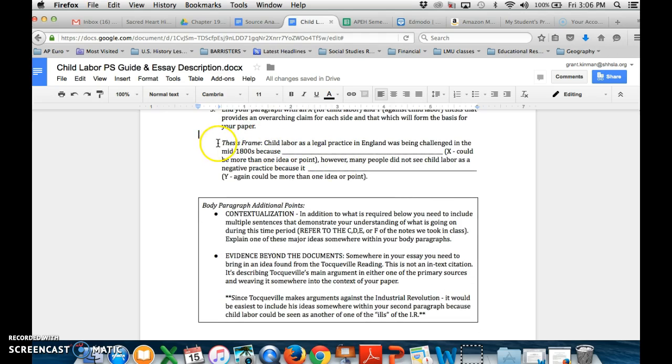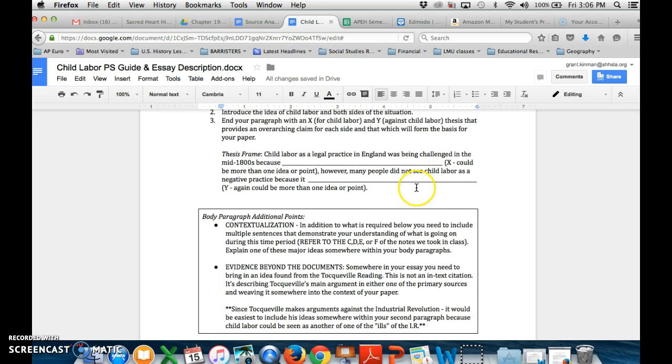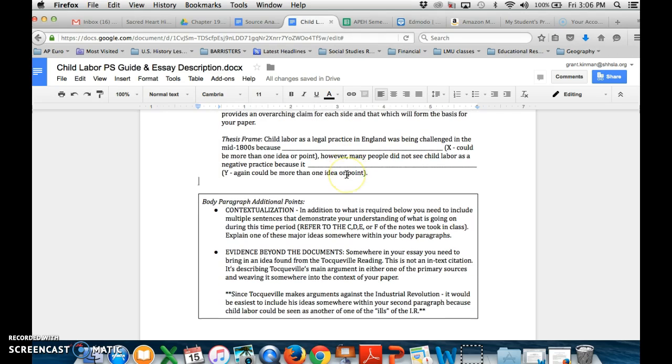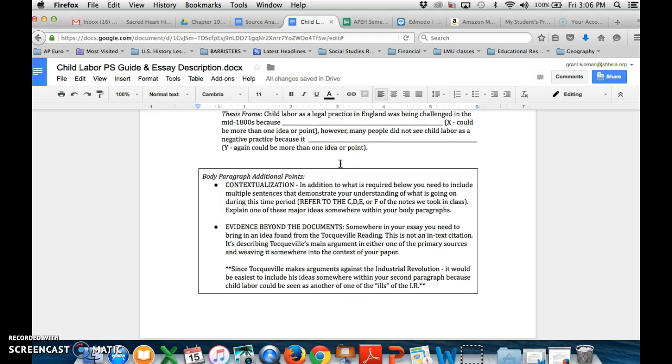So here's a thesis frame. This is helpful. I want you to use this. Child labor as a legal practice in England was being challenged in the mid-1800s because, and then your claim, X. However, many people did not see child labor as a negative practice because it, and then your claim, Y. So this is almost like what I want you to do for the DBQ, and the long essay is just modified. So instead of 3 points, X, Y, and Z, you've got 2 main points. And that means it's a 4-paragraph essay instead of a 5-paragraph essay.